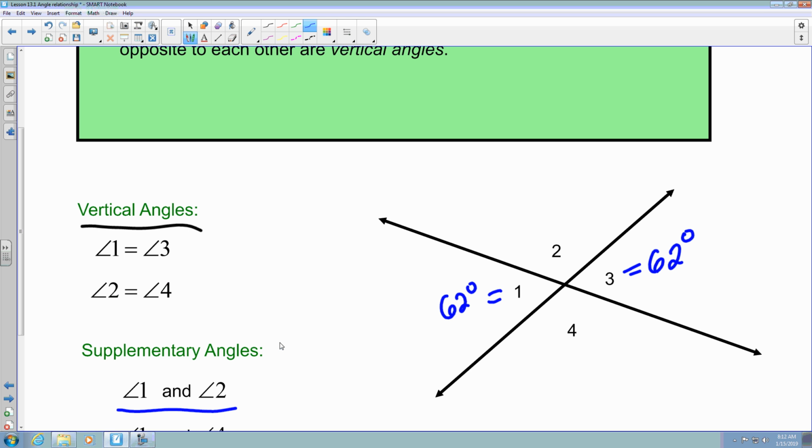So since they are supplementary, to find angle 4 or angle 2, I simply can take 180 and subtract it by 62. And when I do that, I get 118. So that means in this example, if angle 3 was 62, that means angle 1 is 62 because of vertical angles, and both angle 2 and angle 4 would also be 118 degrees because of supplementary angles.